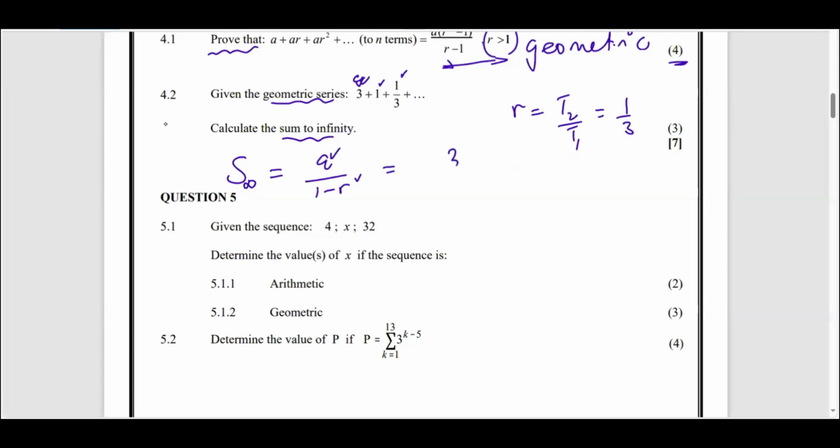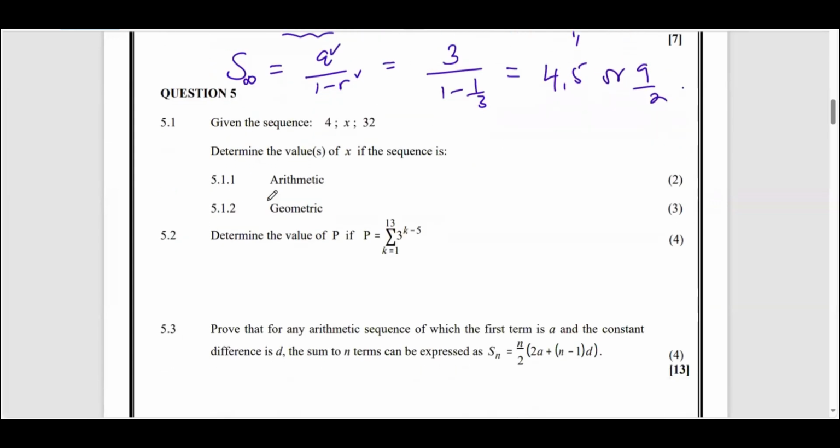Okay, let's substitute. So 3 over 1 minus a third. Just punch this into your calculator. Okay, so that is, it's 9 over 2. That's what I'm getting, or 4,5. Okay, 4,5 or 9 over 2. So that becomes the sum to infinity. All right.